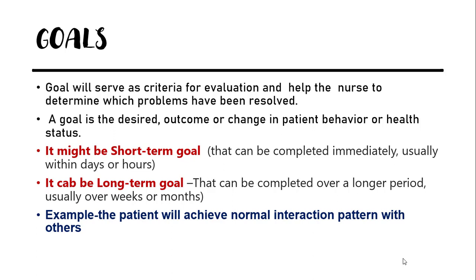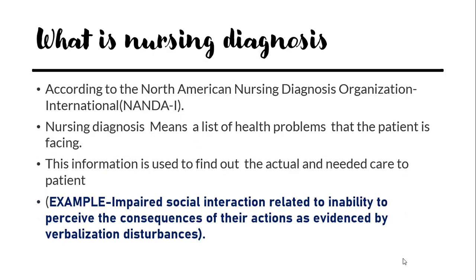But we need a goal, and we have to write a specific goal in the nursing care plan. So goal is the desired outcome or change in the patient's behavior or health status. One example I will tell, based on the condition we have discussed in the nursing diagnosis: the patient will achieve normal interaction pattern with others. Here we have seen the problem: impaired social interaction related to inability to perceive the consequences of their action as evidenced by verbalization disturbance.